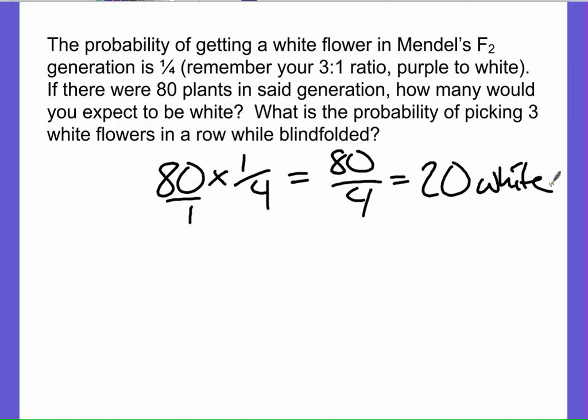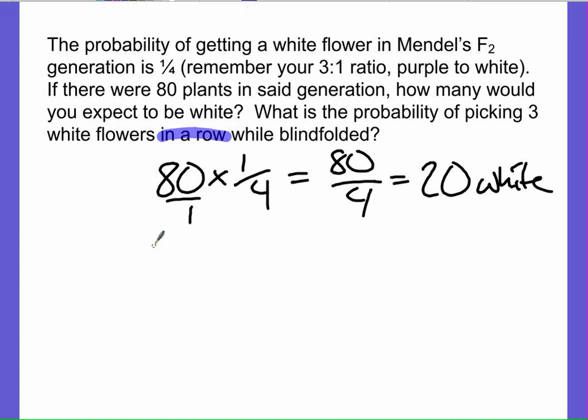Okay, and then the other question I'll ask you, and I'm basically asking the same questions over and over again, so don't get too freaked out by this. But I'll say, what is that probability? You're walking through that garden, you pick 3 white flowers at random while blindfolded. What's the probability that you pick 3 white flowers in a row? So again, if you see that in a row, I want you to think probability times itself, however many times you need to do it.